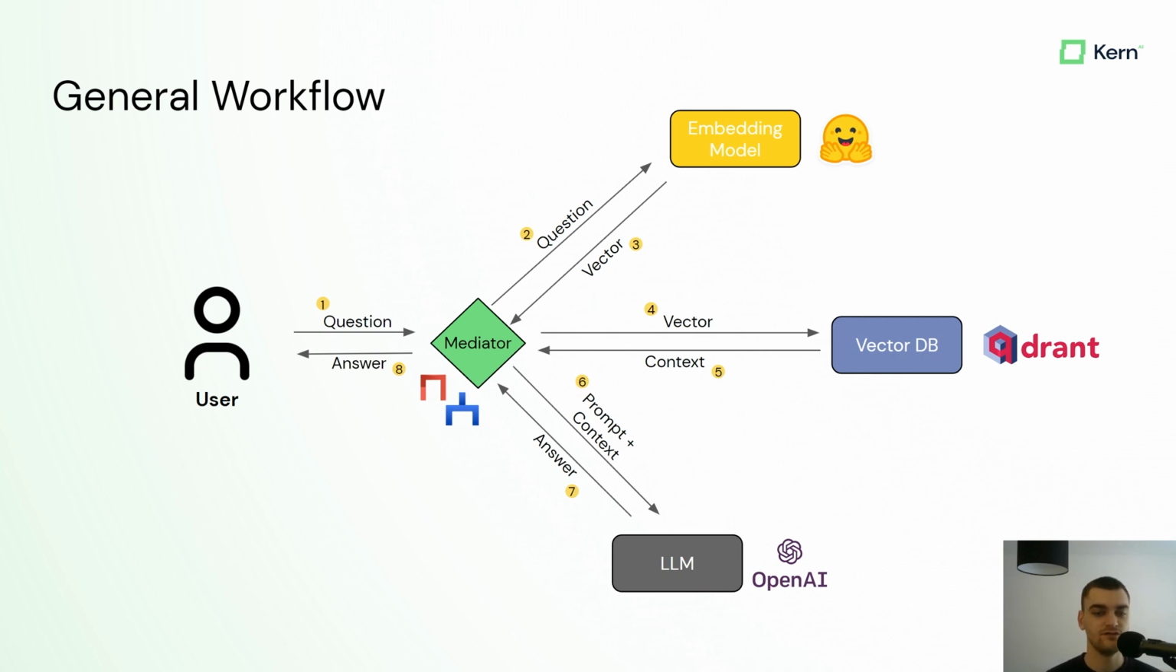Then the five nearest neighbors, for example, with cosine similarity, would be retrieved back to the mediator. And now you would have the question, a little prompt around it, and the context, which will be sent to a large language model, in this case, for example, from OpenAI. This large language model, given the prompt and the context, gives you an answer that will then be displayed back to the user. This is the general workflow of how this would work.